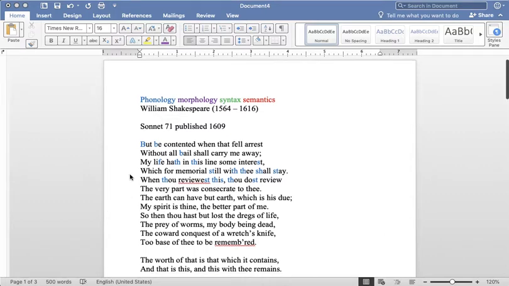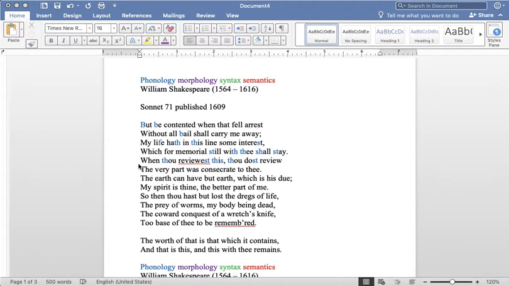As I read through the rest of the poem, I noticed that there's a whole bunch of voiceless fricatives and affricates. There's life, hath, this, which becomes voiced, and then back to interest. And then lots of sibilants like still with the shall stay. Moving on to the next line, thou reviewest this, thou dost. And it goes on that way. So I just highlighted some of those patterns.